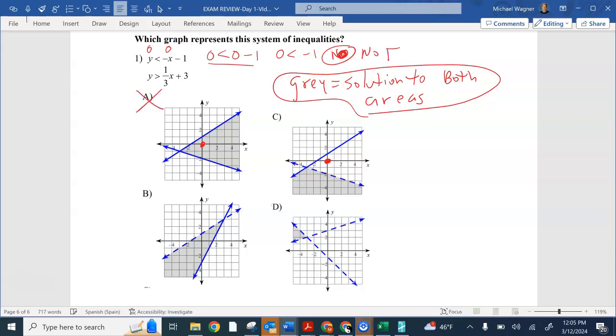So that means A is gone. Bye-bye. So 0, 0 in gray, nope, not a solution. But here it's not. So now it's either C or D.